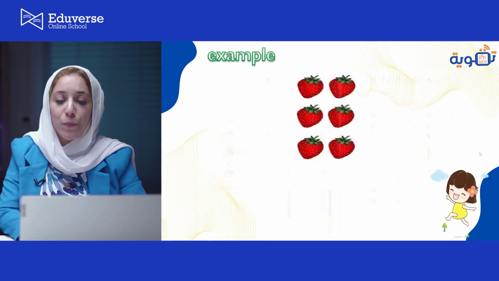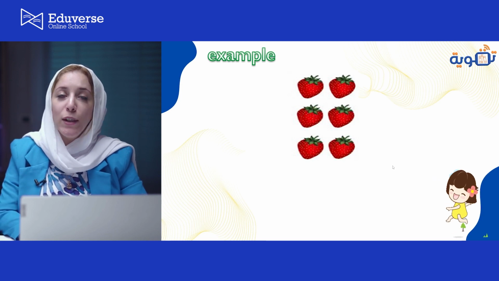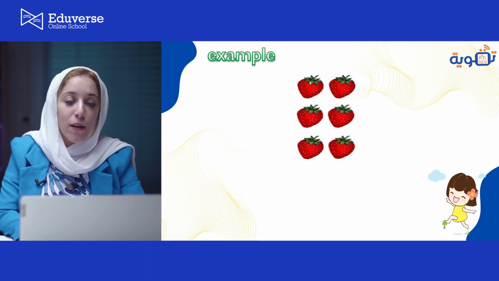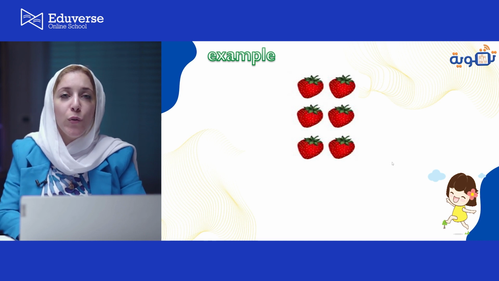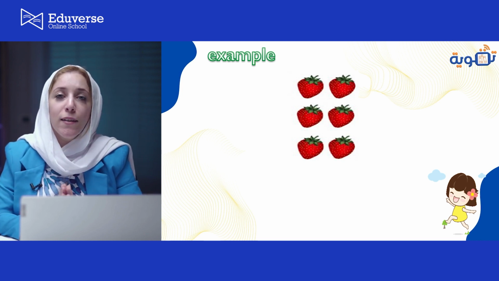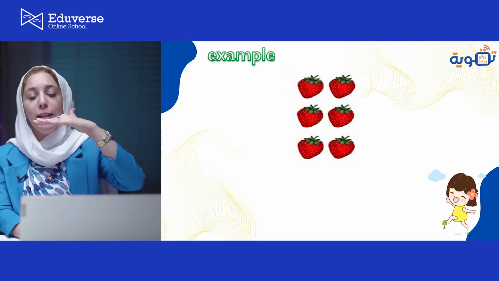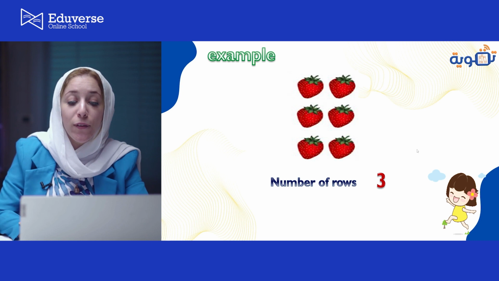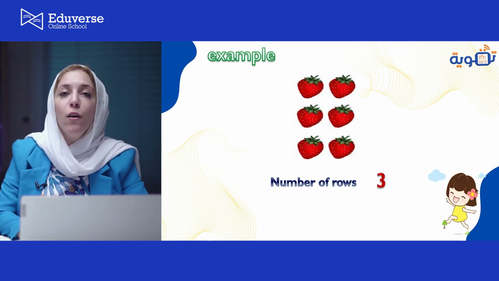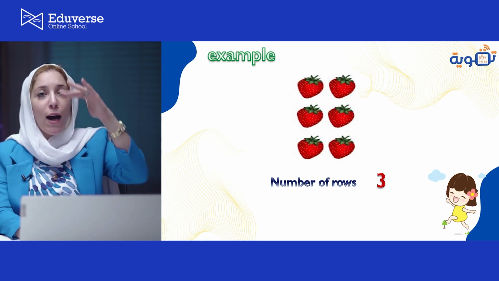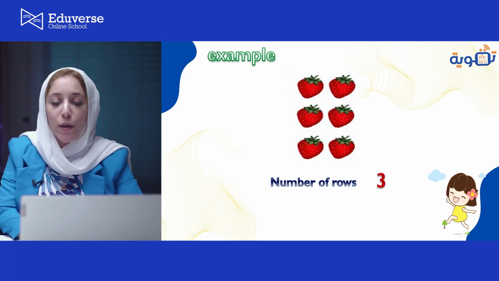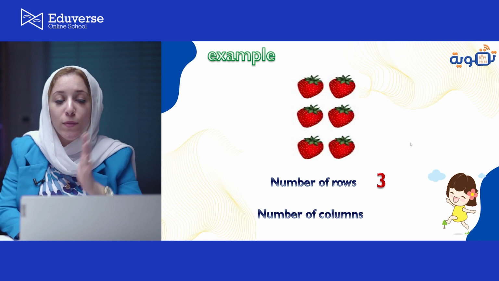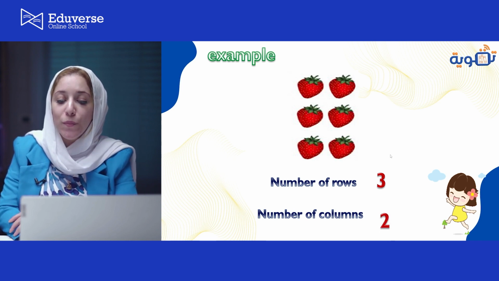Let's take an example. Look at this array made of strawberries. What is the number of rows? Remember guys, the rows are like when you are sleeping. So how many rows in this array? 1, 2, 3. Great, we have 3 rows. And how many columns? Remember, columns go up and down like when you stand up. So the number of columns, 1, 2. Very good.